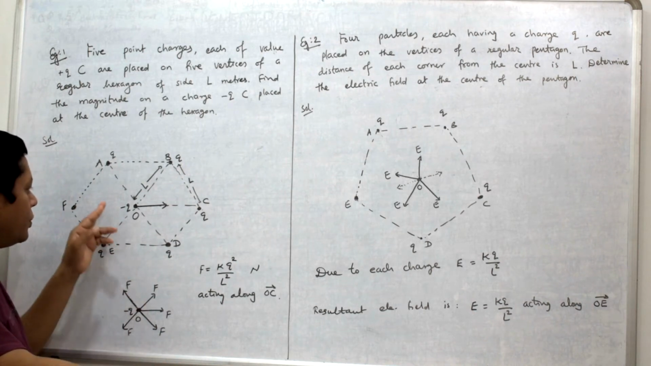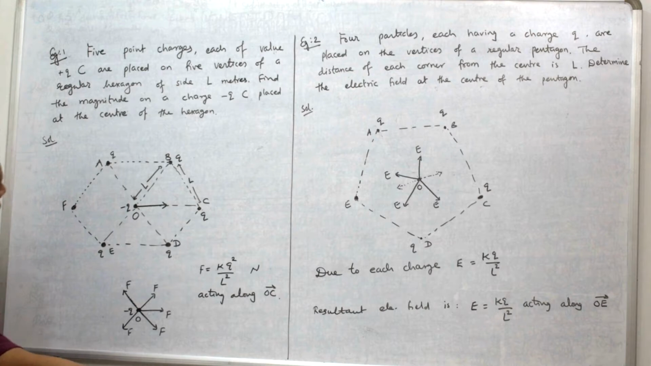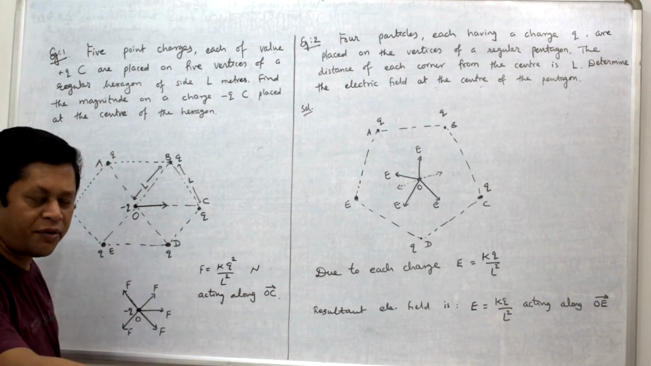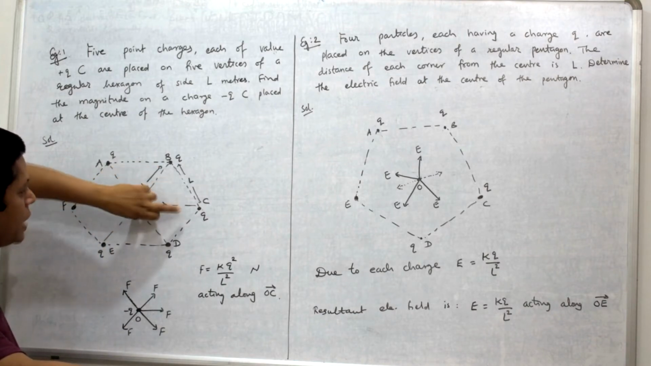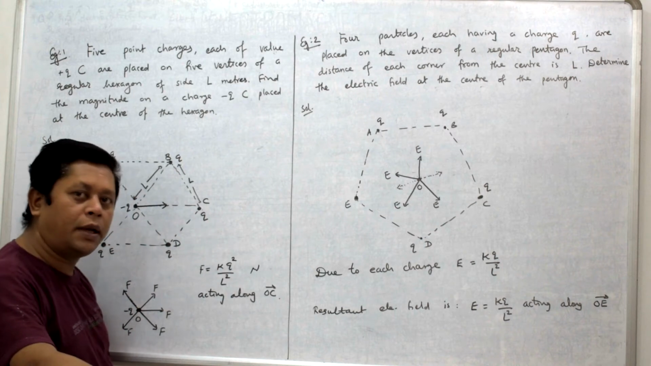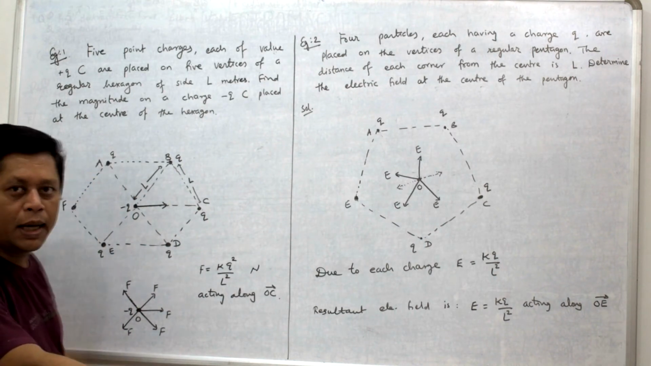You know that according to Coulomb's law, the force acting between two charges is directly proportional to the product of the charges and inversely proportional to the square of the distance. So due to each charge, the force acting on charge minus q placed at the center is F equal to kq square by L square.